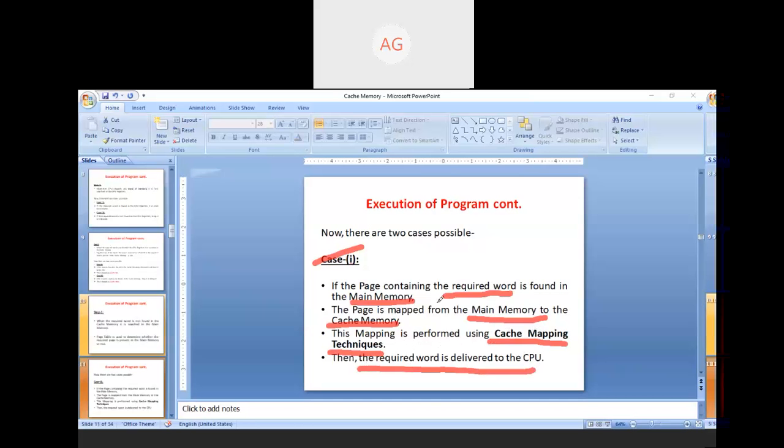So in this case, the required word is found in the main memory, and after that, from the main memory, it goes to the cache memory, and after the cache memory, it is delivered to the CPU, as the cache memory lies between the main memory and the CPU. So this is the case when the word is found in the main memory. Then moving to the next slide.